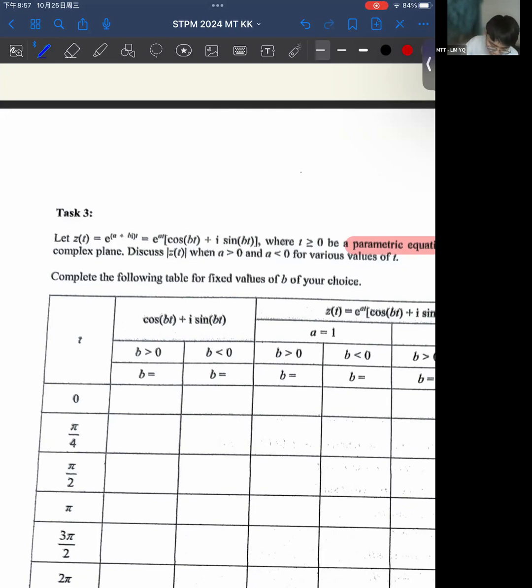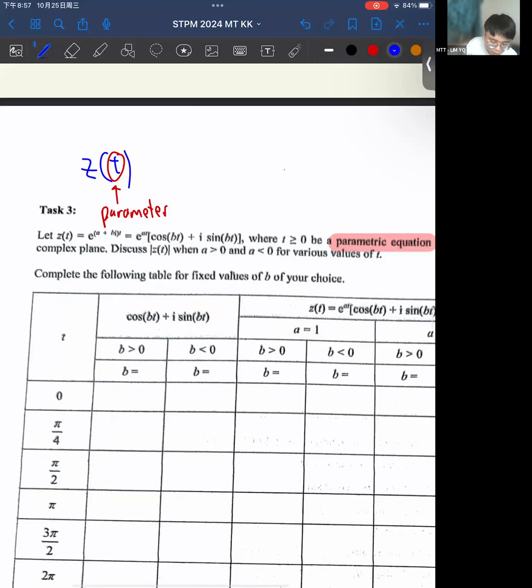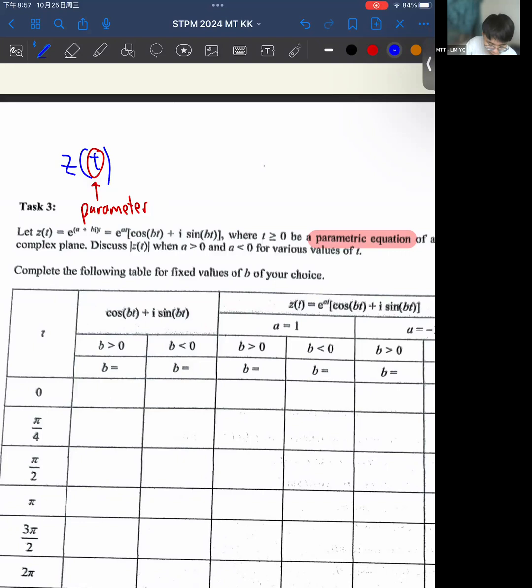So meaning that you have a function called z(t). t is what we call the parameter. z is the parametric function. So meaning that this t is an independent variable changing, and z depends on t. The value of z depends on t. If you don't understand, never mind.